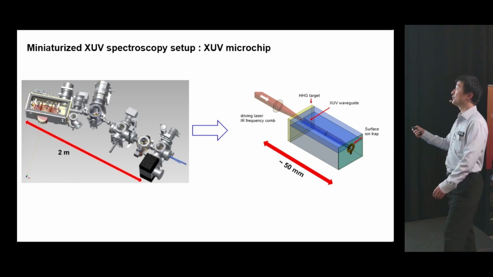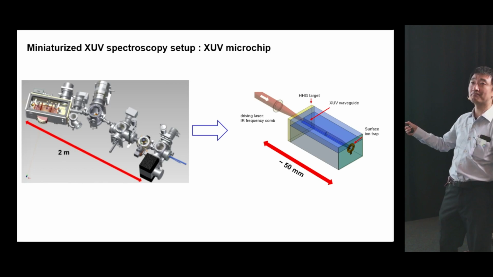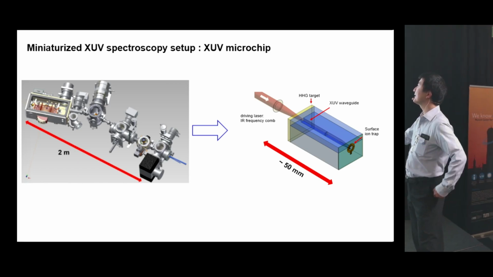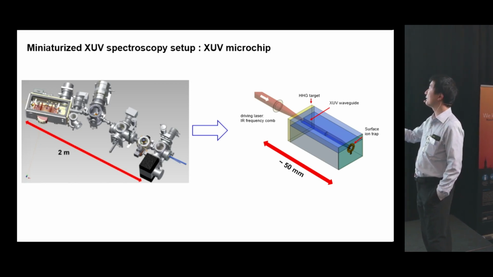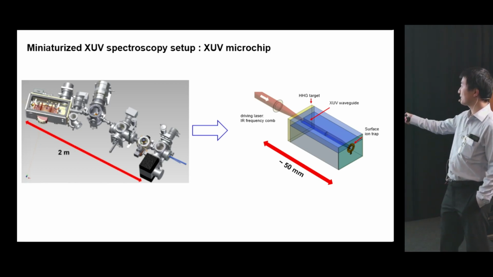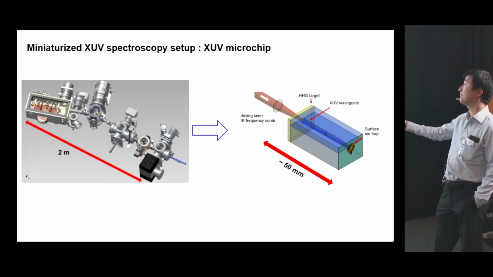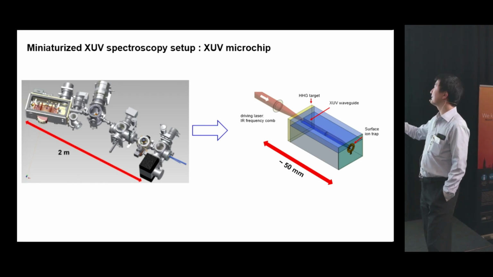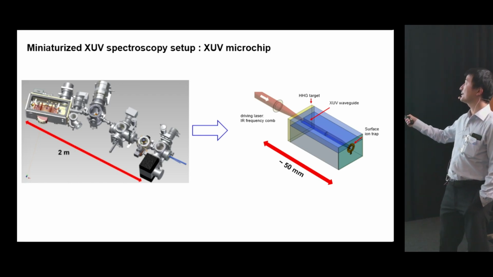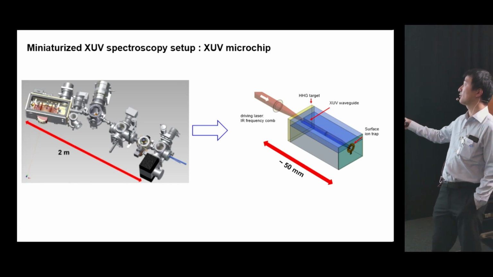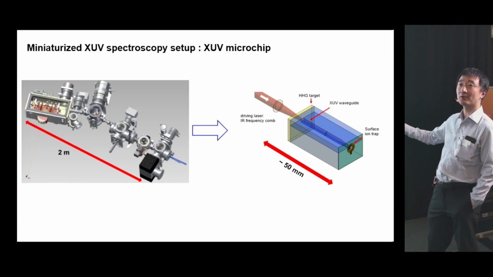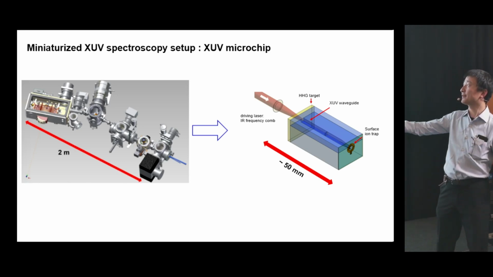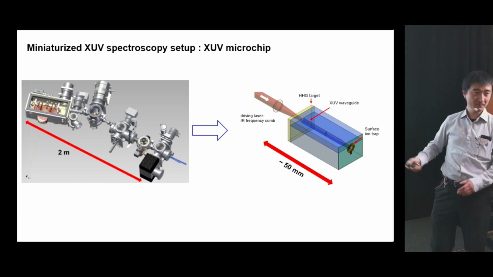This is our new idea that we termed XUV microchip technologies. In this new idea, we plan to install the high harmonic generation target for frequency conversion, and also the spectroscopy target, for example the ion trap, on the microchip. Then we can use a waveguide for extreme ultraviolet wavelengths to transport the XUV comb to the spectroscopy target. All of this can be installed on a handheld microchip, so that we can downscale this complex setup by 2 orders of magnitude in size.